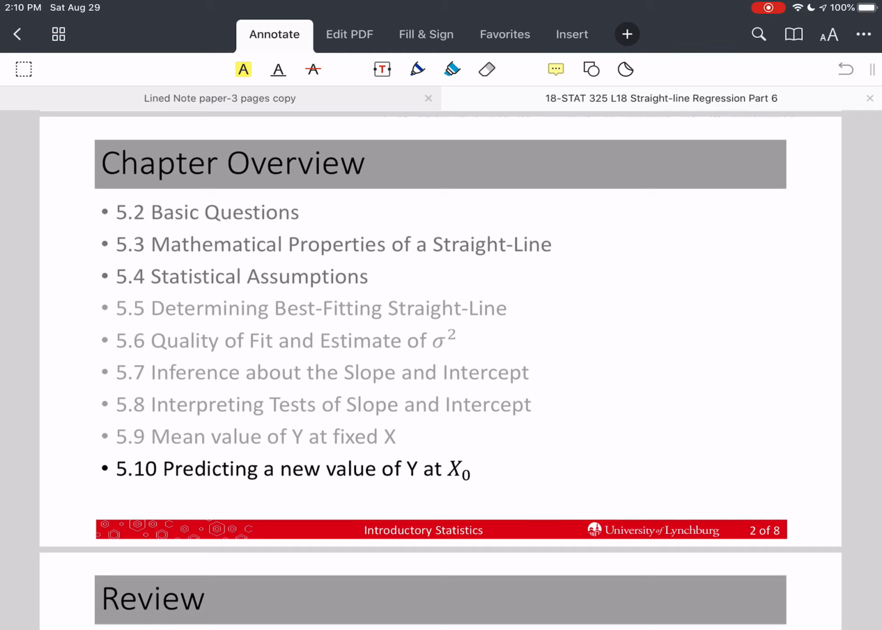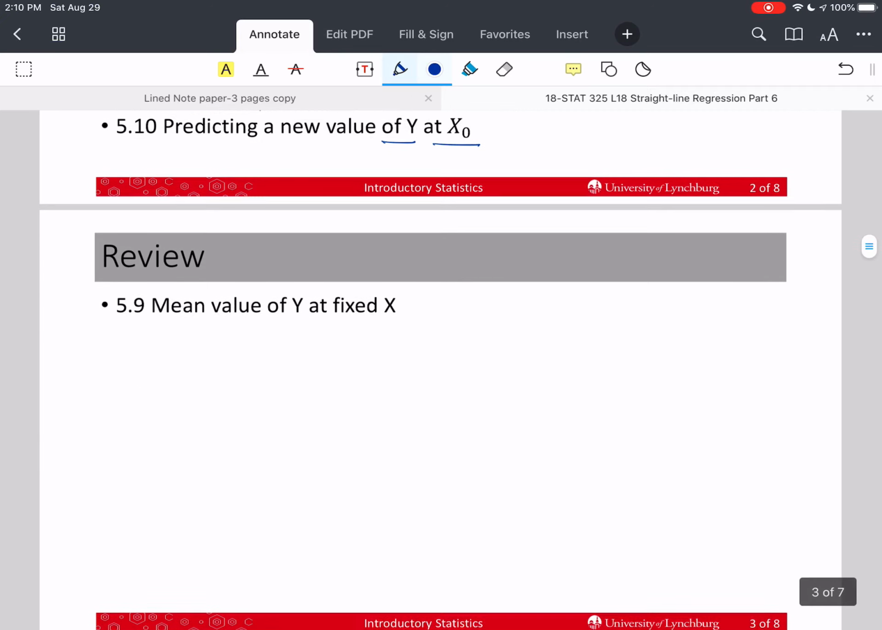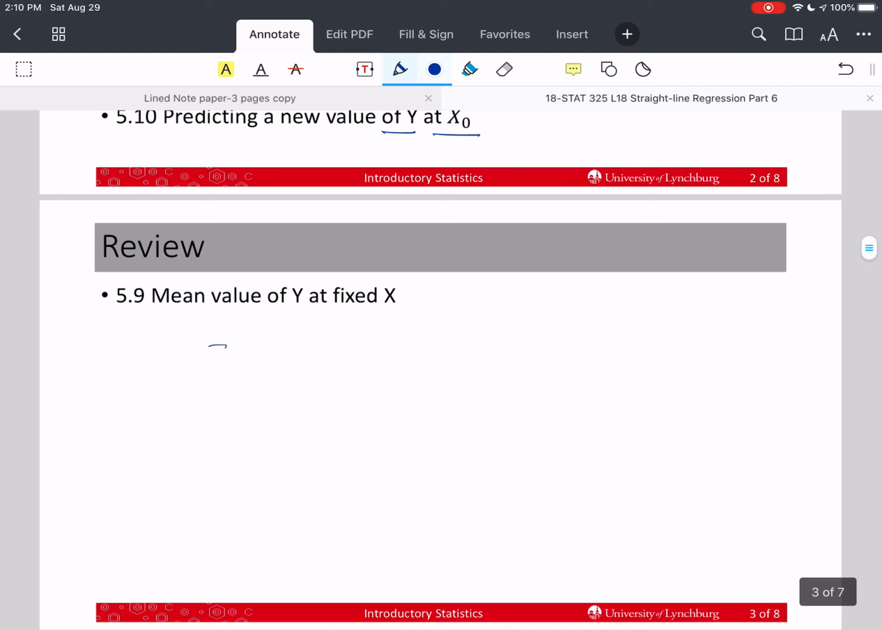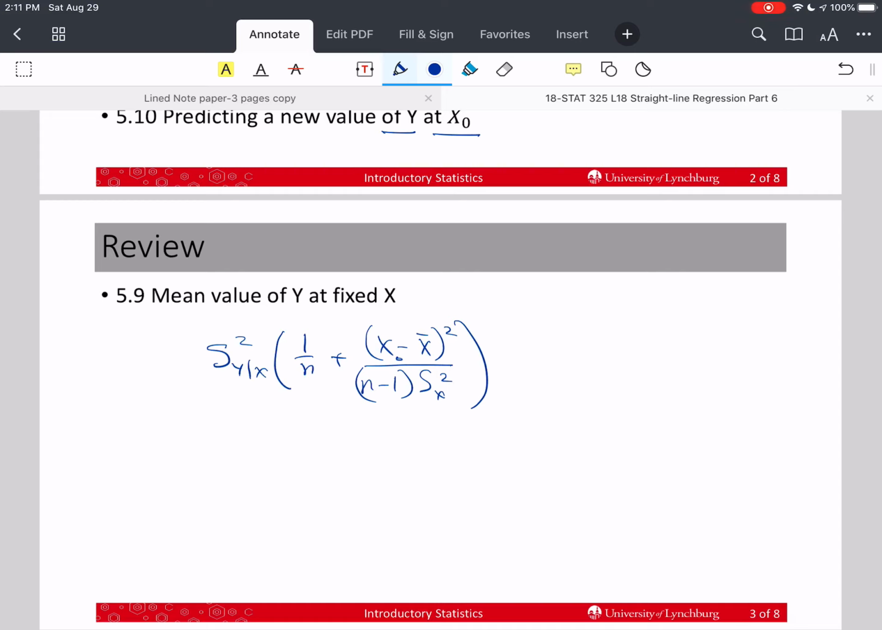So, last time we talked about predicting the mean value of y at x naught. This time we're going to talk about predicting a new value of y at x naught. Last time we came up with a variance of s sub y given x squared times 1 over n plus x naught minus x bar squared over n minus 1 s sub x squared. Okay? And that is the variance that we're going to take the square root of, and we'll use this for calculating a confidence interval for the mean mu sub y given x naught.